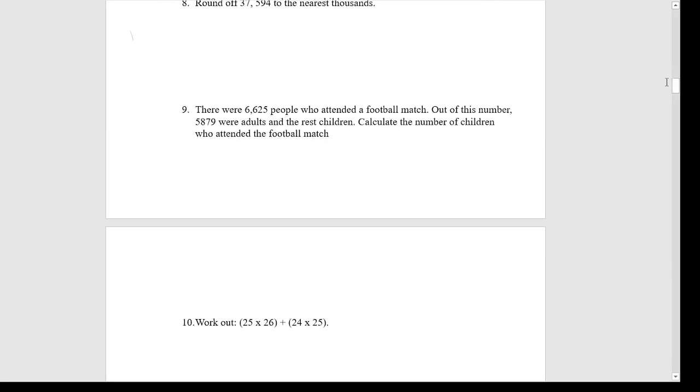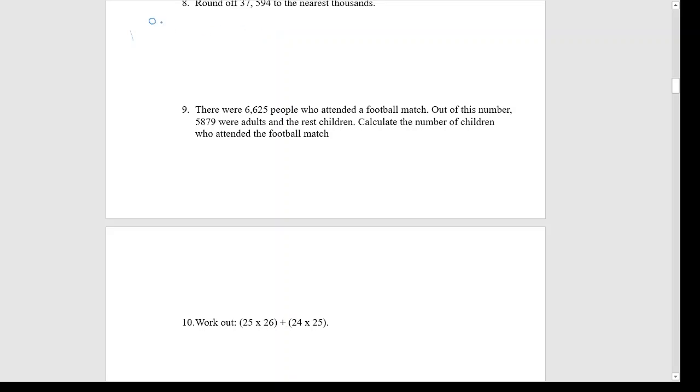Now our number 8. Number 8 is telling us to round off 37,594 to the nearest thousands. So with this one, with the rounding off, there is a criteria we are following.